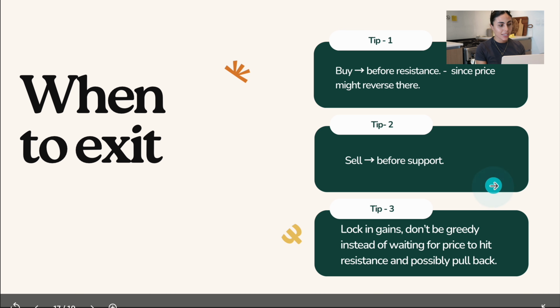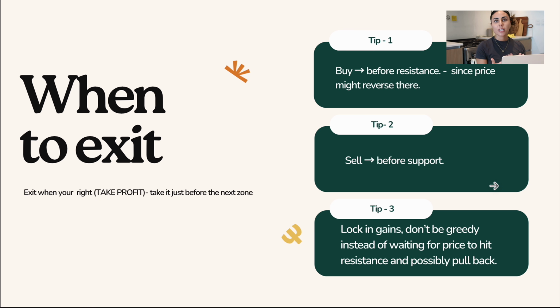The second way you should exit is when you want to take your profit, and you want to take it just before the next zone. Here are my three tips. When you're buying, you want to sell just before resistance, since price might reverse over there. When you're selling, you want to buy just before support. Because if you wait, for instance, for it to touch your resistance level, let's say you're buying and waiting to take profit right at resistance, it could reverse and go down. And then you're going to be like, oh, I wish I took my profit. I could have made more. Or worse, you can take a loss, and it can go down very quickly, as the market is very volatile.